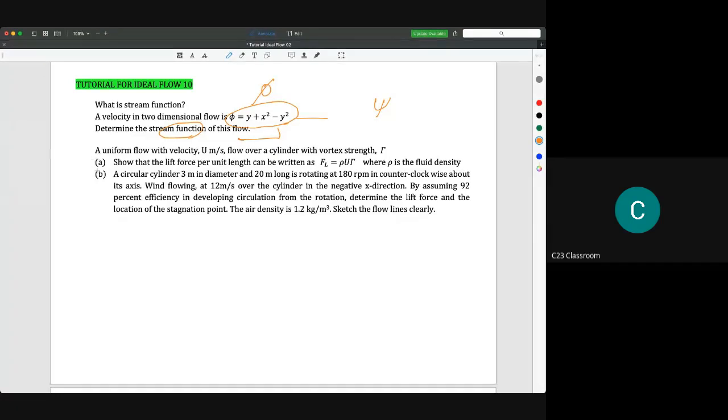And then we have a question like this one: a uniform flow with a velocity u meter per second flows over a cylinder with vortex strength gamma. Show that the lift force per unit length can be written as FL equal to rho u gamma, where rho is the fluid density. And B here, a circular cylinder, 3 meter in diameter and 20 meter long, is rotating at 180 RPM counterclockwise about its axis. Wind flows at 12 meter per second over the cylinder in the negative x direction. By assuming 92% efficiency in developing circulation from the rotation, determine the lift force and the location of the stagnation point. The air density is 1.2 kilogram per meter cube. Sketch the flow lines clearly.